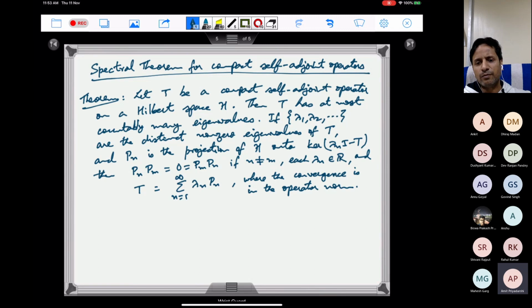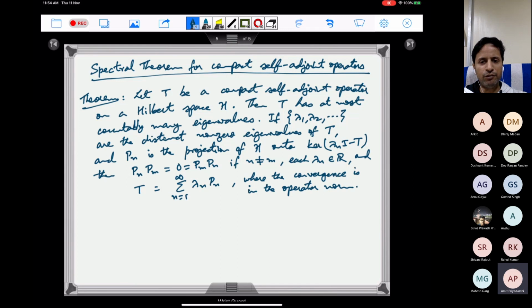Now we look at the orthogonal complement of this. Initially we take H1 equal to H, and then we take H2 equal to the orthogonal complement of this. Call this E1, the eigenspace corresponding to lambda 1, and then we write H2 to be equal to the orthogonal complement of E1. Then you can check that T maps H2 to H2, right?